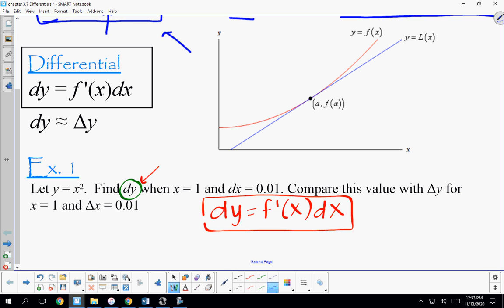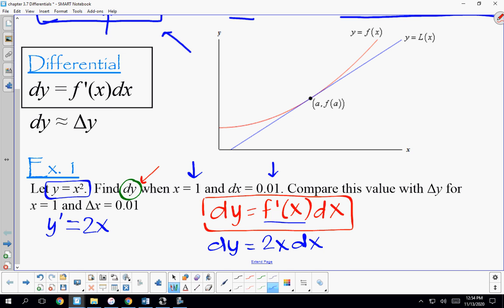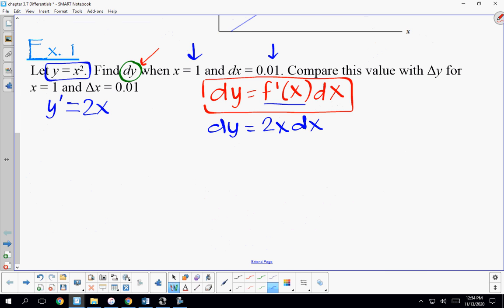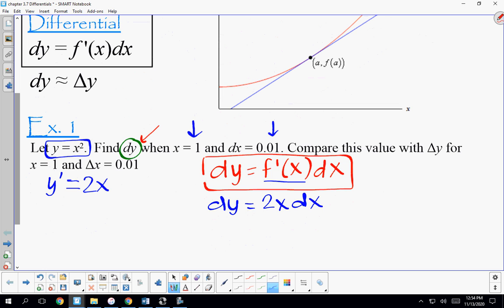So y is equal to x squared, and I need to take its derivative. So the derivative of y is 2x. And then the differential is equal to 2 times x times dx. And it says find this if x equals 1 and dx is equal to 0.01. dx is just an estimation for the change in the x values. So you can see, again, it's not a giant change, so we're really close to that point of tangency.